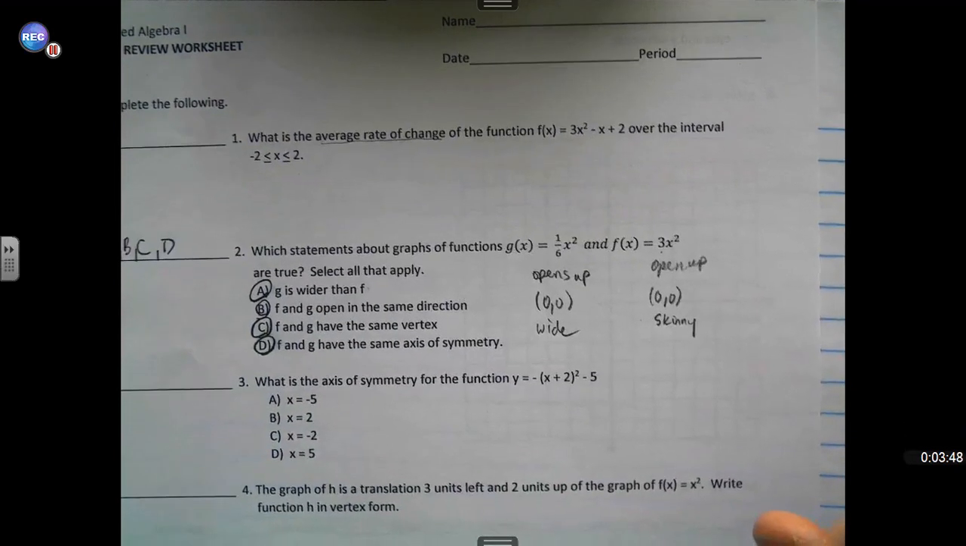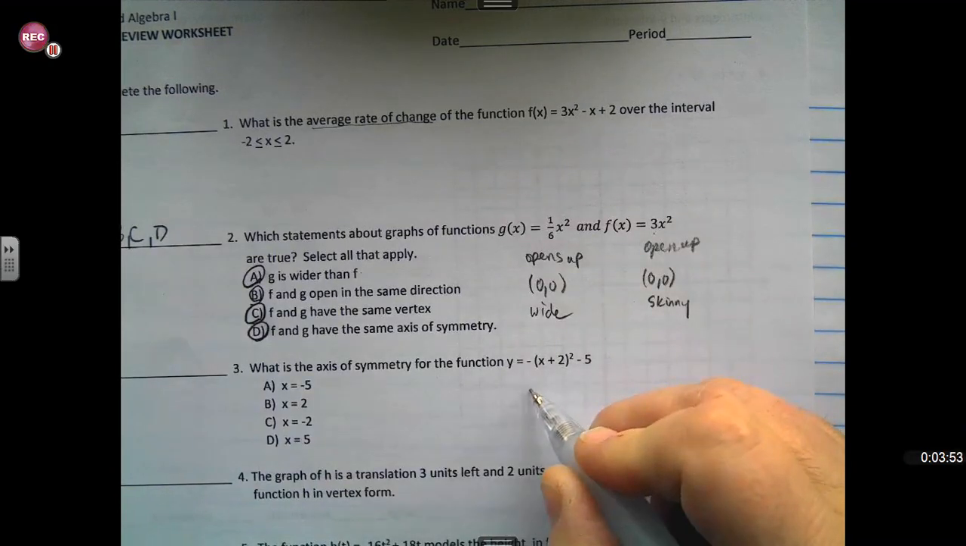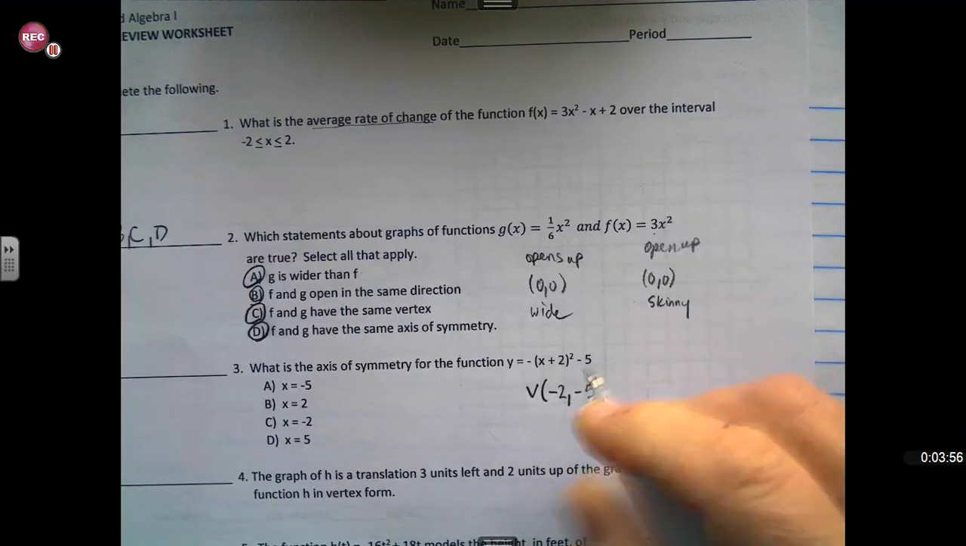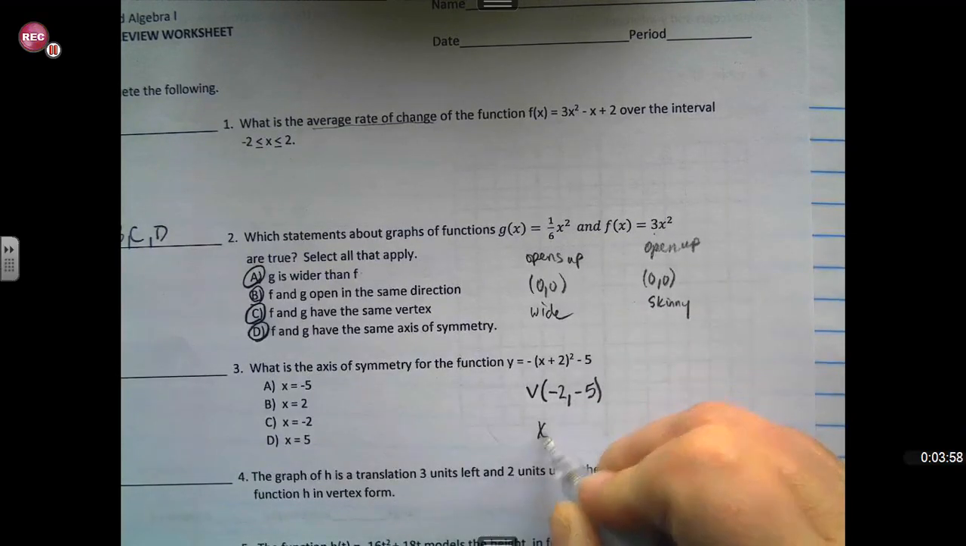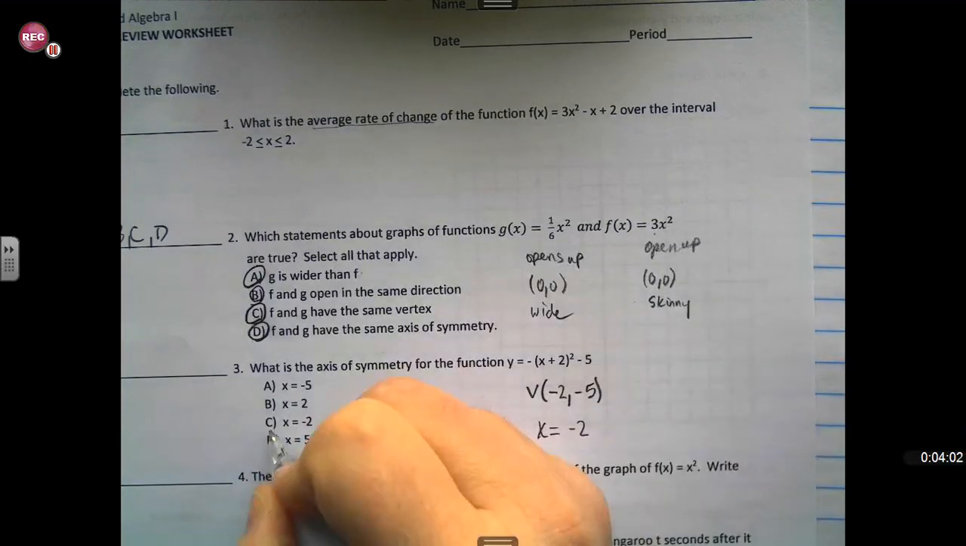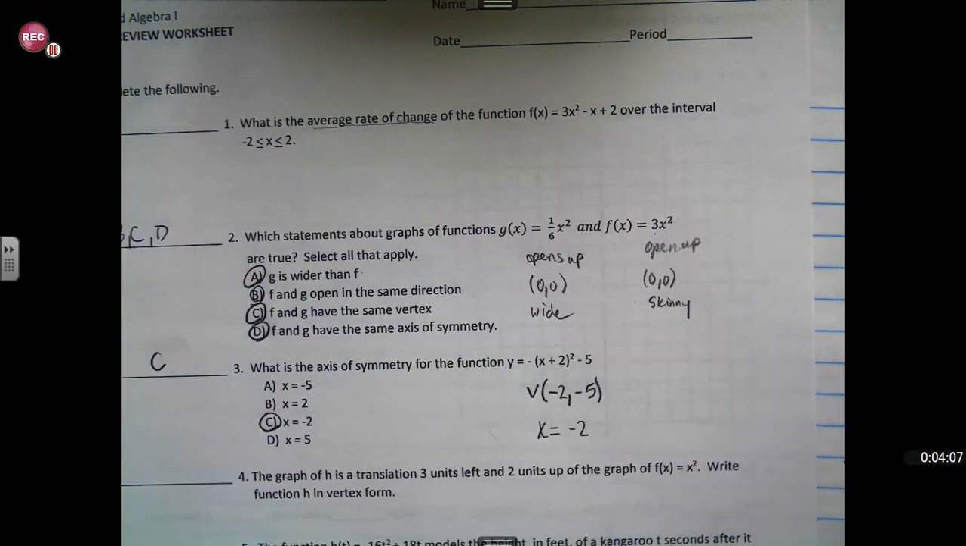Our next question, what's the axis of symmetry? Well, the vertex is going to be -2, -5, so the axis of symmetry is x equals the x coordinate of the vertex, so it's x equals -2, which is C. Okay.